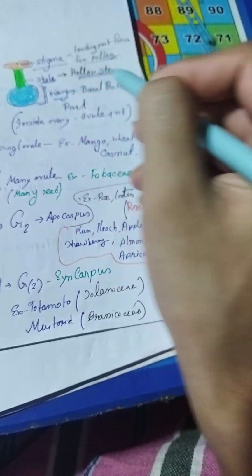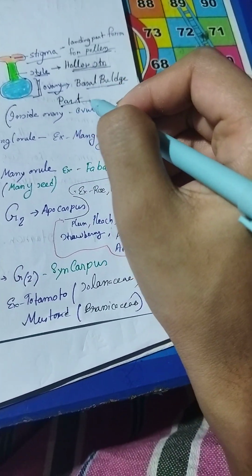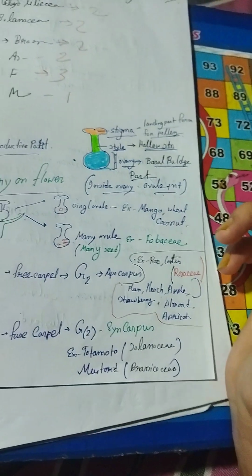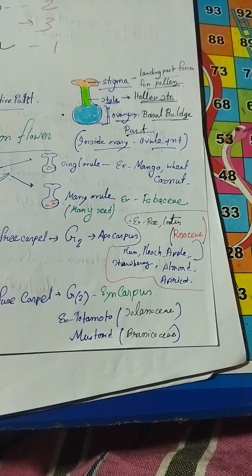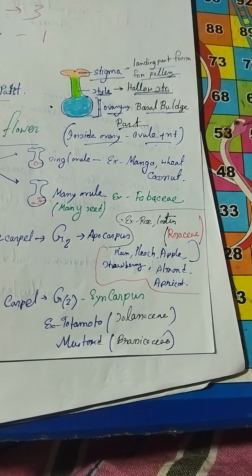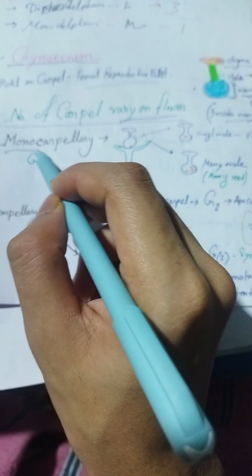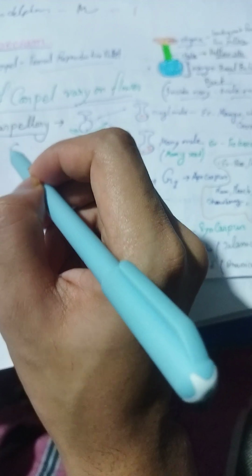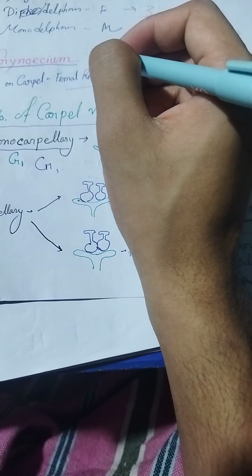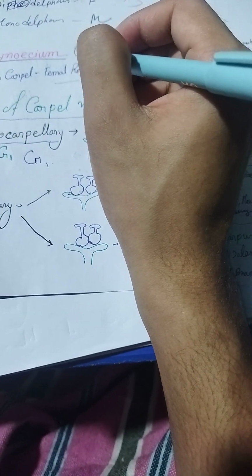This is the ovary, the basal bulge part. Inside the ovary, the ovule is present. After fertilization, the ovule becomes a seed and the ovary becomes a fruit. And the number of carpels varies on the flower. First is monocarpellary, G1, and for the Gynoecium, the symbol is G.